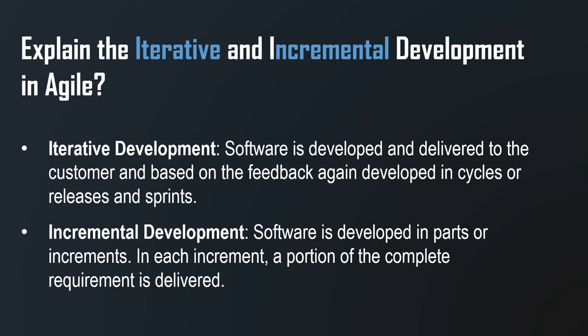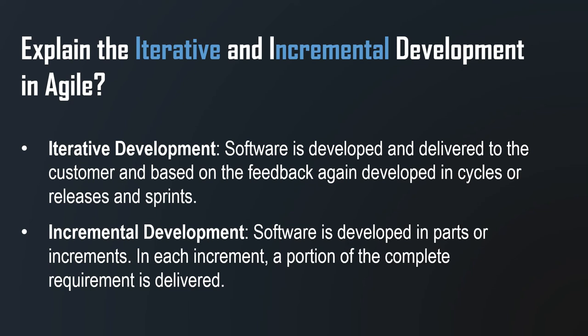Incremental development means software is developed and delivered in parts or in increments. In each increment a portion of the complete requirement is delivered. For example, if you are building, let's say, 5 modules in incremental development, you would build only one module completely, right? First that is delivered, then you will build the second module, then third, then fourth, and so on. That is called incremental development.